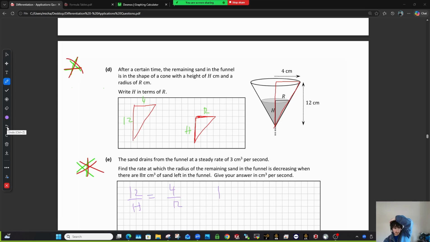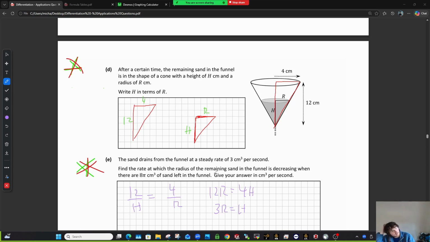Then we'll cross multiply first of all, so we get 12R equals 4H. We'll divide by 4, so 3R equals H. And that looks about right. Yes, 3 times the radius looks about the H here. So that's what they wanted, write H in terms of R. Okay, so H is 3R.